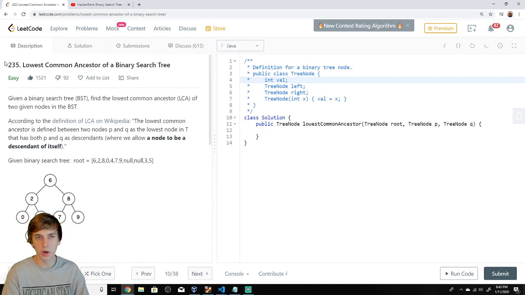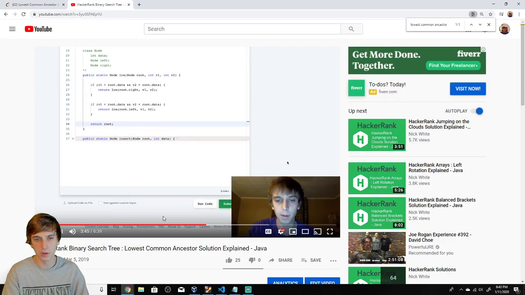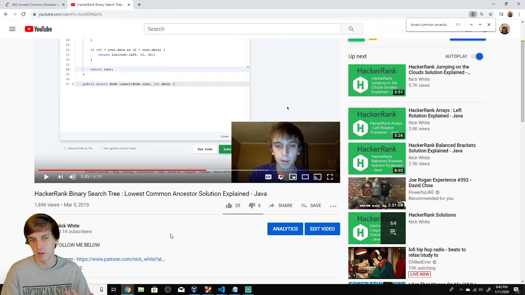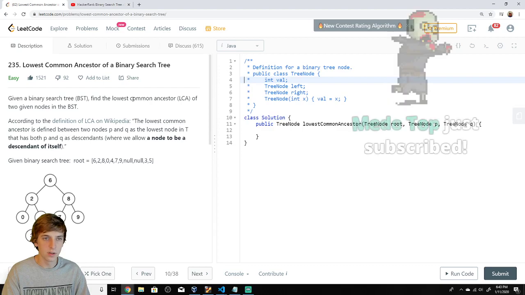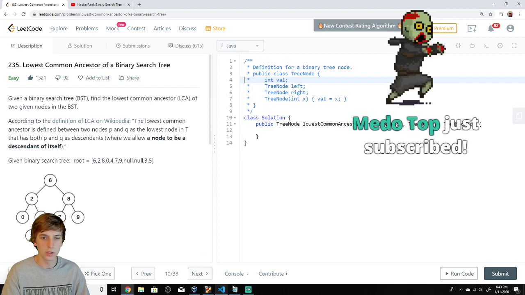Well, we've actually done this problem before. Lowest common ancestor binary search tree. We did it on HackerRank. So it's the exact same thing right here. Given a binary search tree, find the lowest common ancestor of two given nodes in a binary search tree.